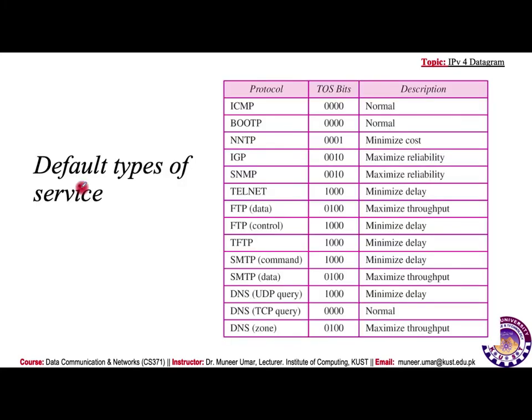Here we have a table showing the default types of services. For example, for ICMP, there is no need of any type of service bit. And if you look into FTP, then we need the throughput primarily, so we are giving a bit to T. And if you look into DNS, then we are also in need of throughput. We are giving 1 for throughput.